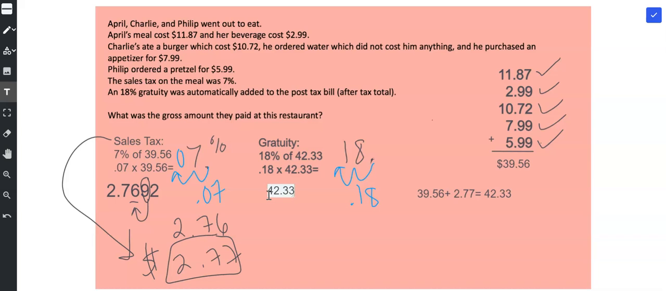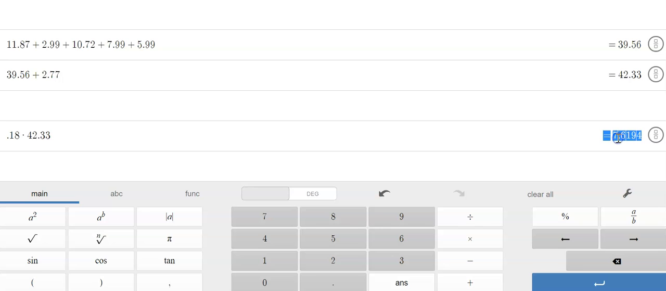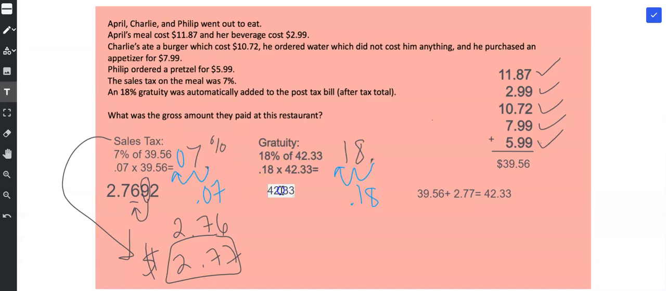Oops. Okay, that didn't copy and paste correctly. Let me try that again. There we go.